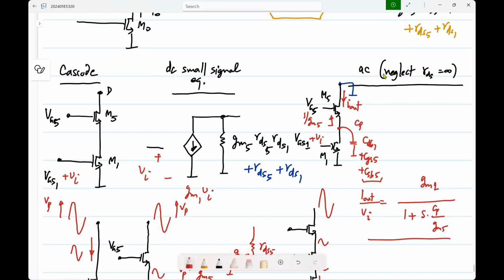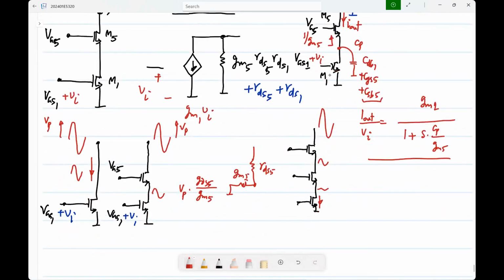So every cascode node introduces a pole. If you have a triple cascode, you will have 2, right? You will have a pole because of the parasitic here and another pole because of the parasitic there. Is that fine?